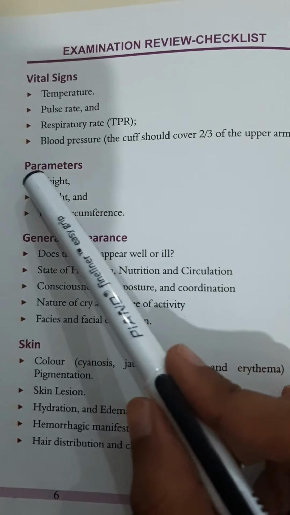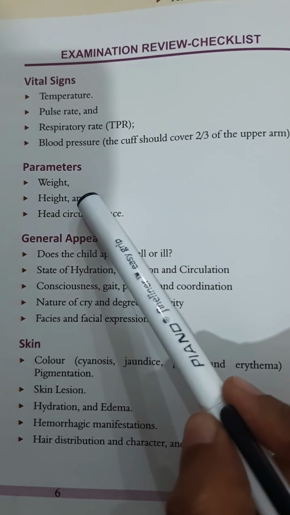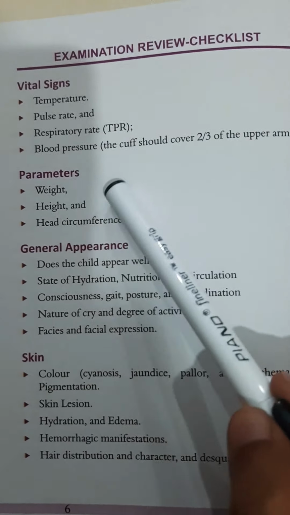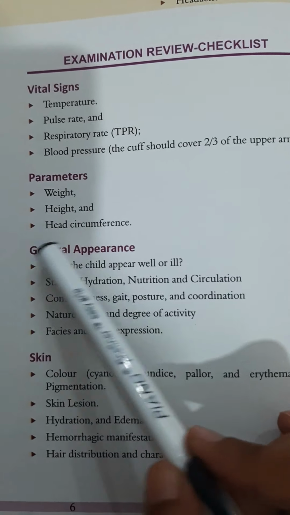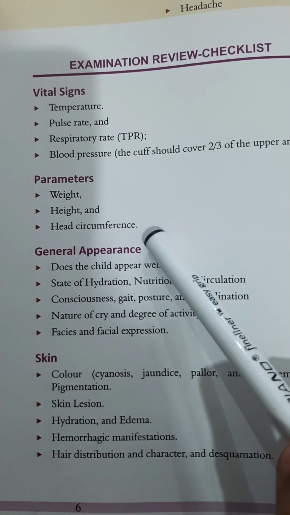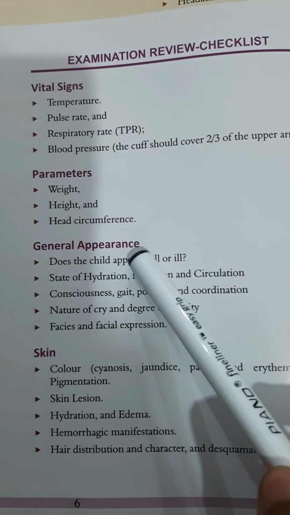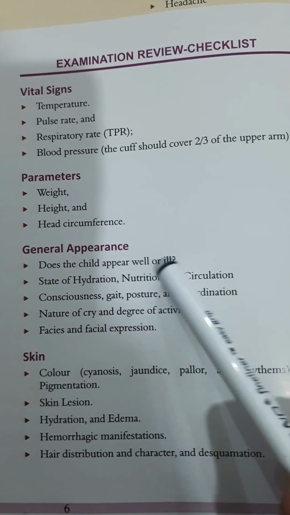After vital signs, we will take the parameters which are specific to the pediatric ward: height, weight, and head circumference. Sometimes we also take the arm circumference, the mid-arm circumference. Then we will observe the general appearance of the child. We will check whether the child appears well or ill.